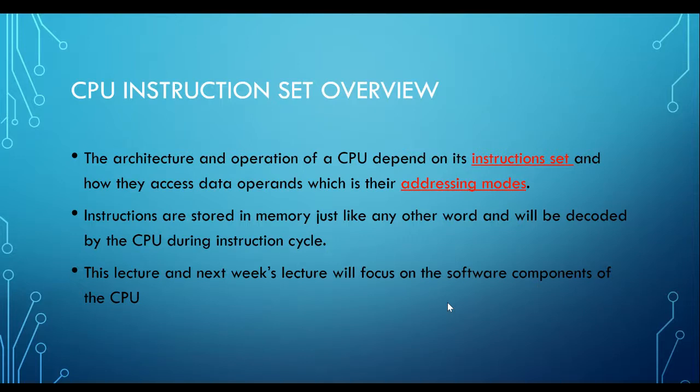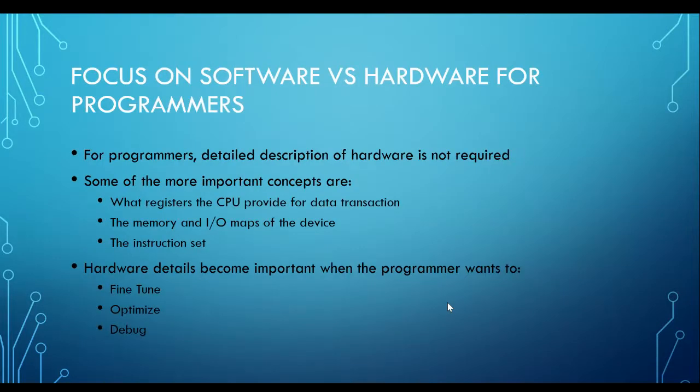Next week, the lecture will focus on software components of the CPU. Okay, so this is fair enough. We cannot compress everything into one lecture. For programmers, a detailed description of hardware is not required, except for some of the more important concepts: what register, CPU, memory maps, instruction set. Okay, hardware details become important when the programmer wants to fine-tune, optimize, debug. You see, this is the point. When you really want to do something that's highly optimized, you can use assembly language or you can really fine-tune.